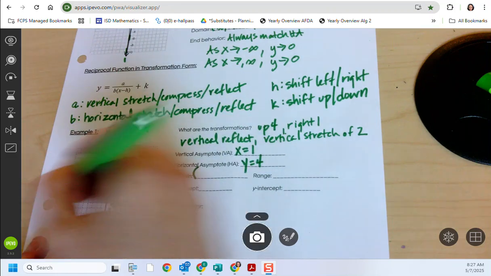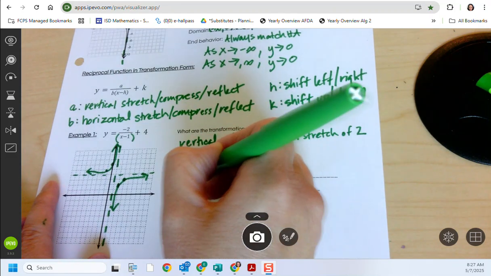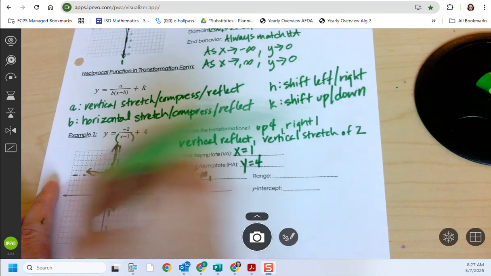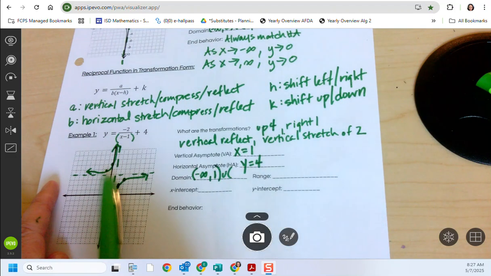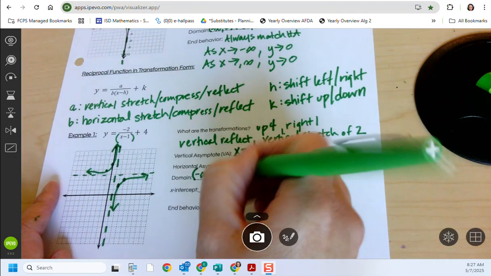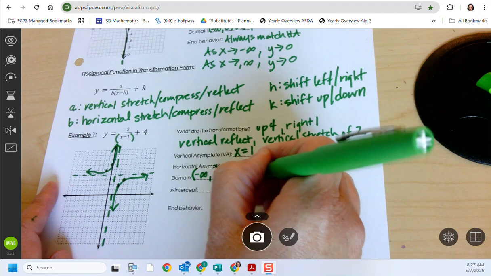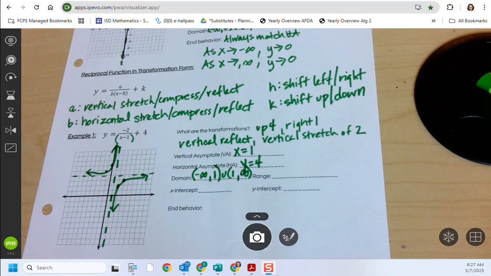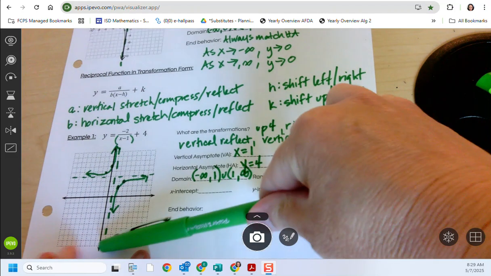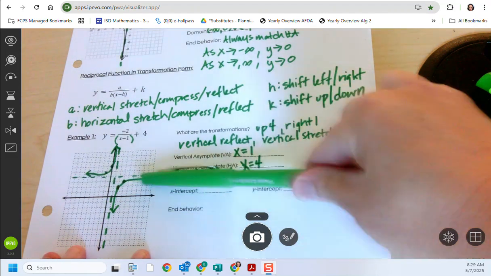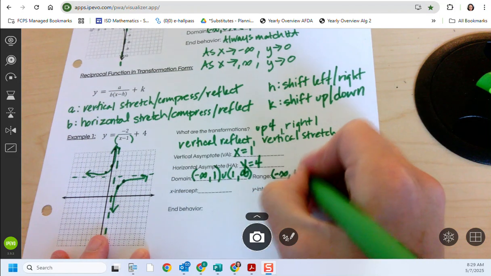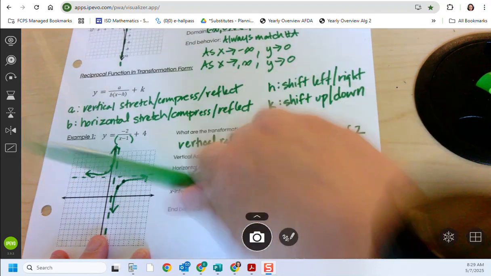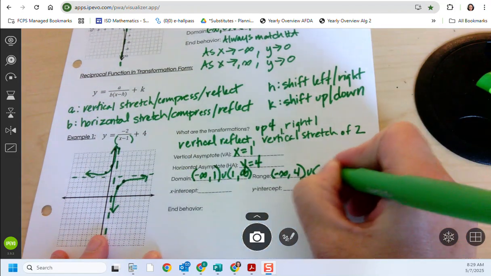Okay, so your domain is going to start over here on the left at -infinity, and it goes to 1. And then right after 1, we start up again and go to +infinity. So do your range, please. Your range should have started down here at -infinity, and then it goes up to your horizontal asymptote at 4. So -infinity to 4. Then you start again right after 4, and you go up to infinity.